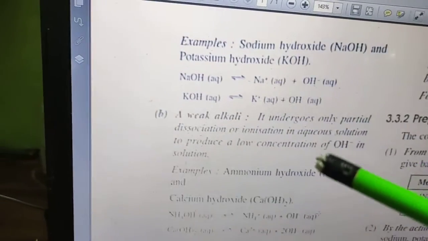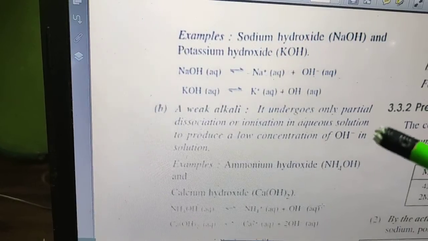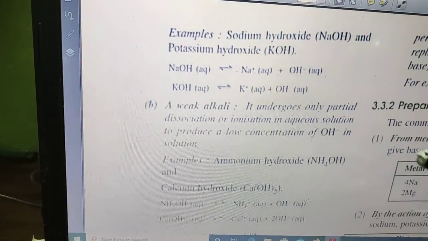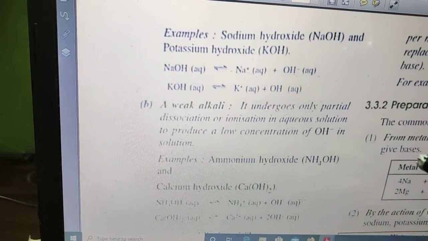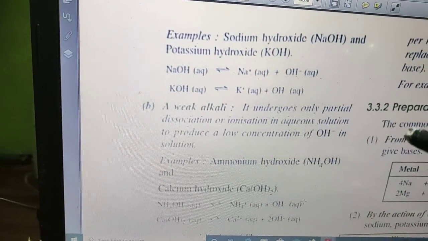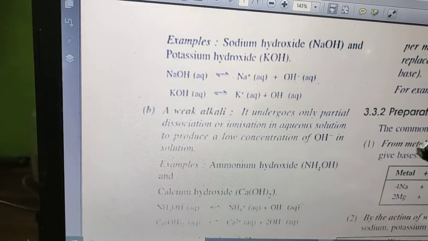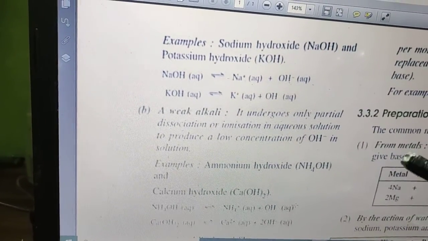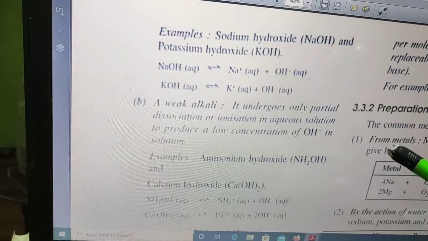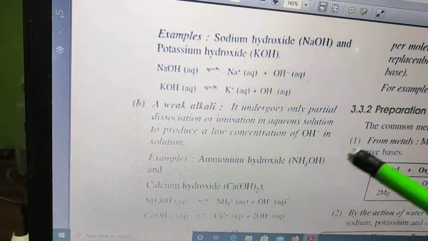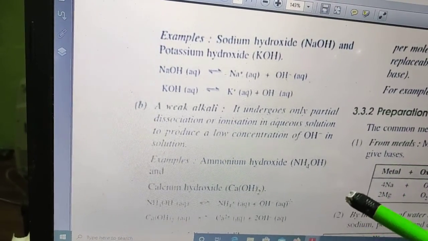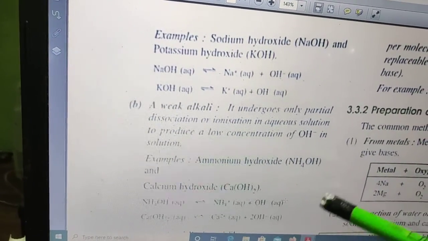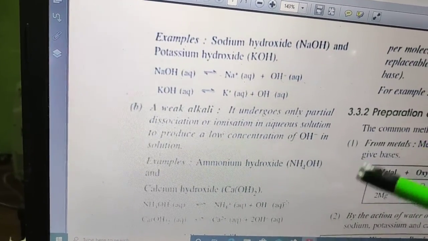Whereas a weak alkali means it undergoes partial dissociation, that means partial breakdown or ionization in aqueous solution to produce a low concentration of OH minus ion in solution. Example, ammonium hydroxide NH4OH, or calcium hydroxide Ca(OH)2. NH4OH and Ca(OH)2 are weak alkalis because their concentration is very, very low.